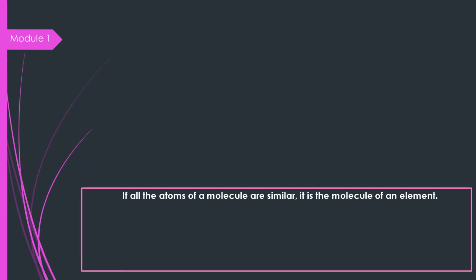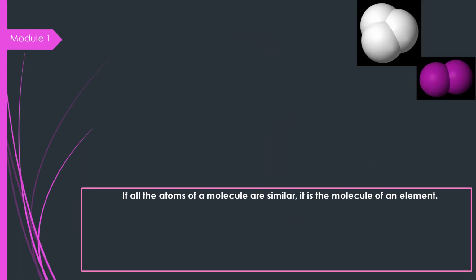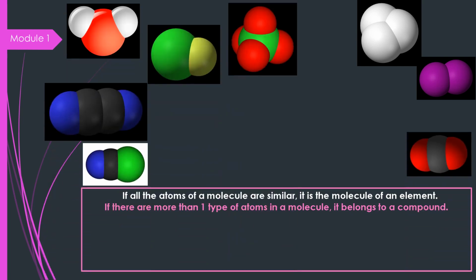Whatever the number of atoms in a molecule, it may be 2, 3, 4, 5. If all the atoms are similar to each other, then that molecule is called the molecule of an element. Similarly, a molecule may contain only two atoms, but if both the atoms are different from each other, or it may contain 3, 4, 5 atoms and there are at least two different types of atoms in that, then the molecule belongs to a compound.